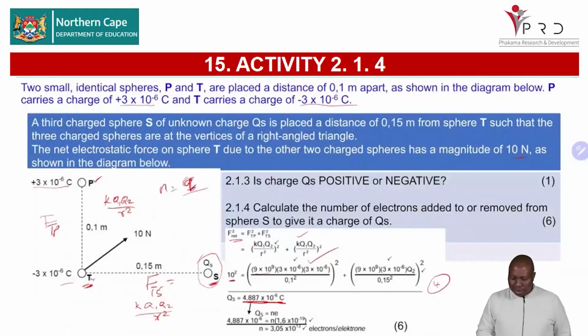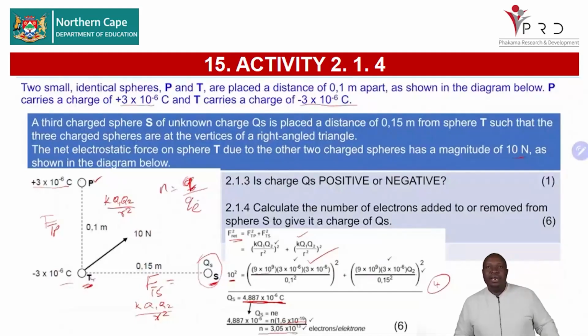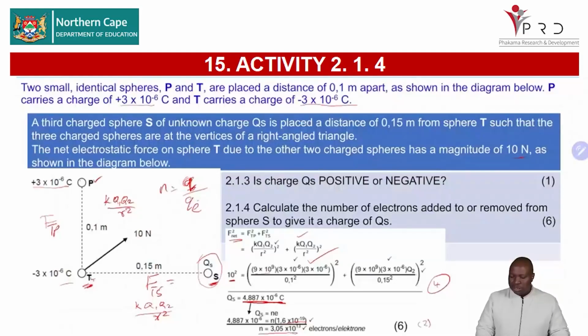We said the number of electrons equals the charge divided by the charge of an electron, which we said is negative 1,6 times 10 to the power of minus 19. So that's what you're doing. You substitute the charge, which is 4,887 times 10 to the power of minus 6. You put in your 1,6 times 10 to the power of minus 19 for the charge of an electron, and you are able to calculate the number of electrons, which is N equals 3,05 times 10 to the power of 13. And then you got your 2 marks there. And then you add them to that 2, which is 6 marks.